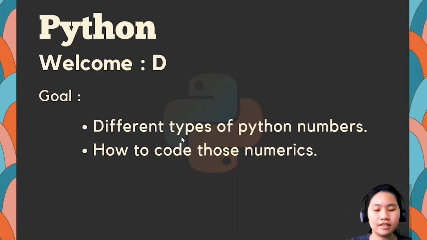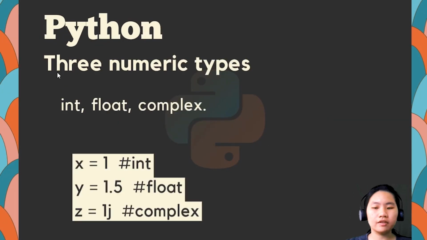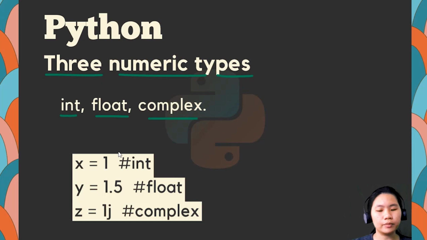Our goal for today is learning about the different types of Python numbers. So the focus is all about numbers today and how we can code them into our Python project. So Python has three numeric types, okay? You have int, float, and complex. And here are the examples, right?